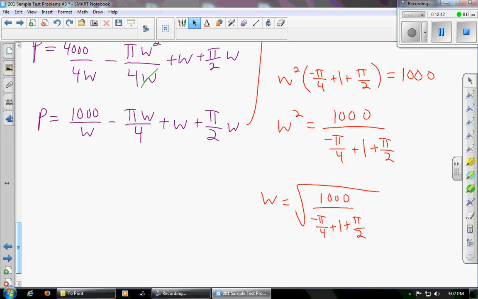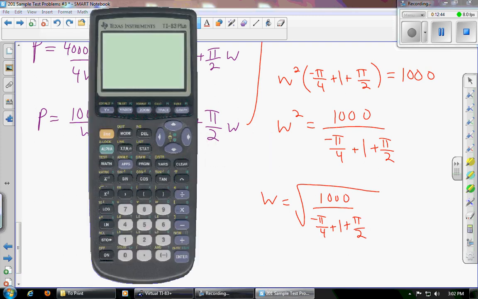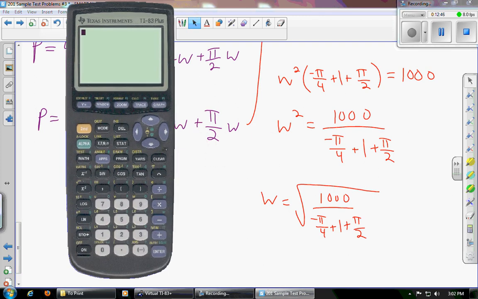And okay, we've held out as long as possible before using this calculator. So let's go ahead and very carefully type that in. If it frightens you to type it in one shot, then do it in pieces. So for me, we've got 1,000 divided by, and then parentheses around the bottom, negative pi divided by 4 plus 1 plus pi over 2. So if I've typed that correctly, we should get the answer that matches the thing in the answer key. And that looks good to me, so about 23.67.